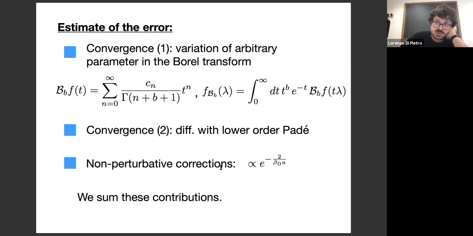So in most cases, the dominant one is this estimate of the non-perturbative error, but actually for the gauge kinetic operator, we find that the convergence is instead the dominant contribution. And of course, I stress once again, it is just an estimate of the error. It's not rigorous at all.